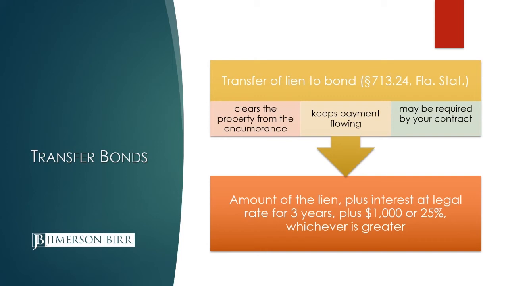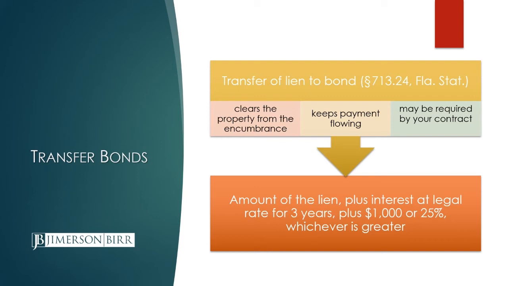And there's a statutory mechanism to figure out how much that transfer bond is for. That's the amount of the lien plus interest at the legal rate for 3 years plus $1,000 or 25%, whichever is greater. You need to pay attention to that situation as a lienor. You'll get something giving you a notice that the lien has been transferred to a bond.